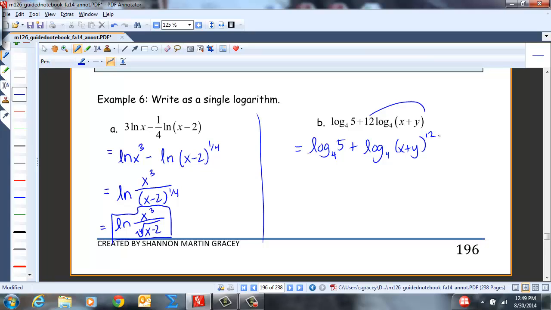Now we have two terms, both of them have a logarithm with base 4, and they're being added. So we can write this as the product. So wait a minute, put base 4, and it'll be the product of 5 times x plus y raised to the 12th. And you're done.